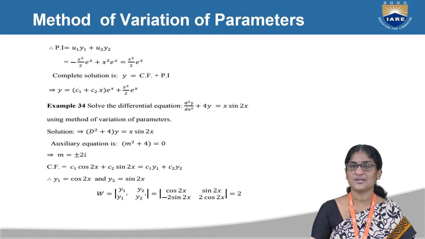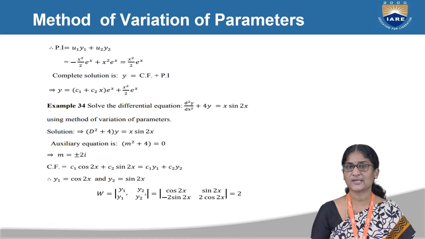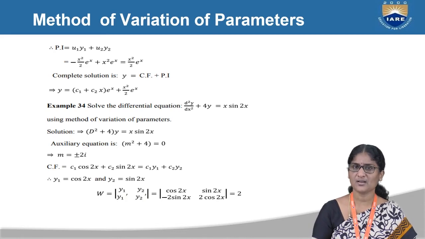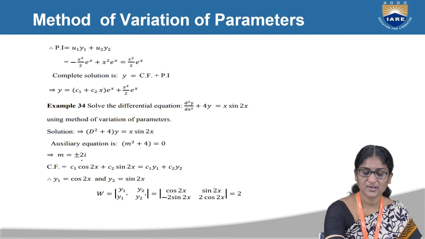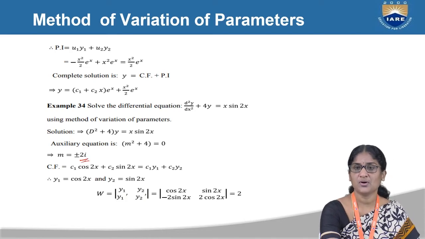Now solve the differential equation d square y by dx square plus 4 into y is equal to x into sine 2x using the method of variation of parameters. The auxiliary equation is given by m square plus 4 is equal to 0, so m is equal to plus or minus 2i. Now we have imaginary roots. These are imaginary and distinct roots, because plus 2i and minus 2i, two roots are there.